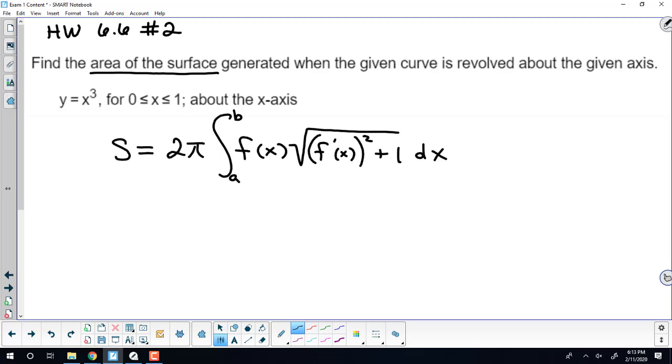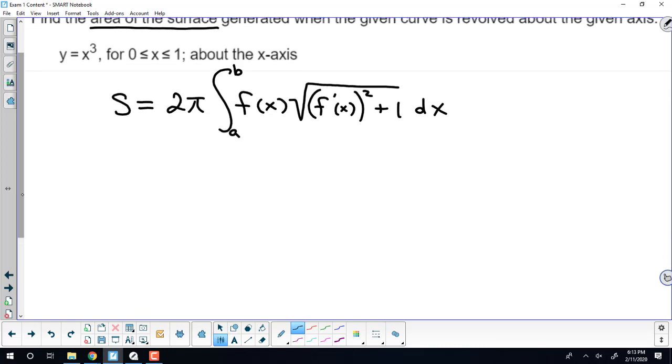Similar situation for the y-axis, but with surface area, the axis of revolution is the variable that you integrate with respect to. Okay. So we've got to find f prime squared plus 1, or y prime squared plus 1. So y prime squared plus 1.